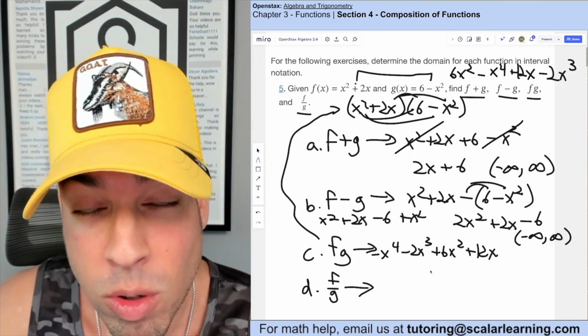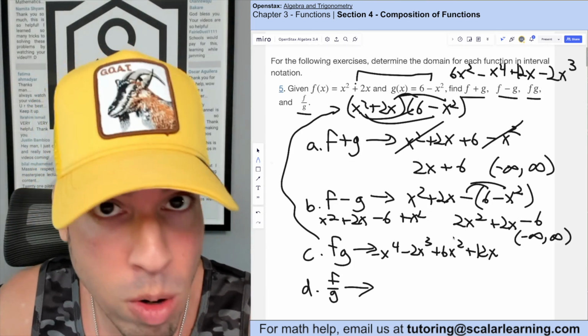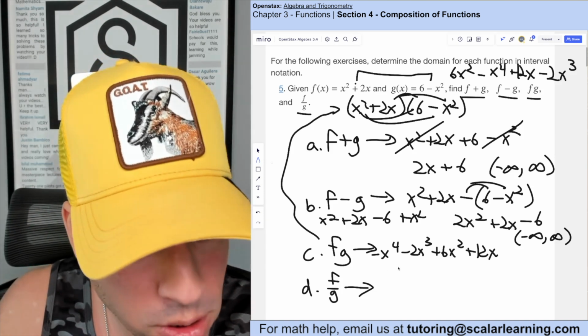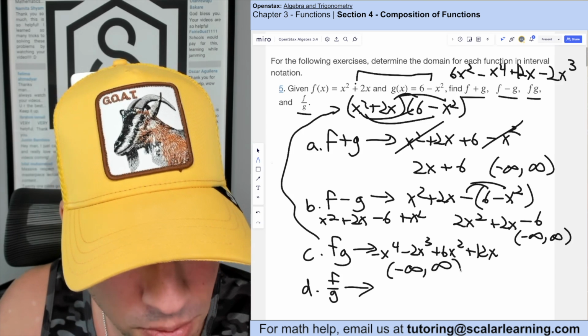But the main thing to note is there's nothing that I can plug in that will create an issue, aka dividing by 0 or taking a square root or a fourth root of a negative. So once again, my domain is all real numbers, aka from negative infinity to infinity, boom, done.